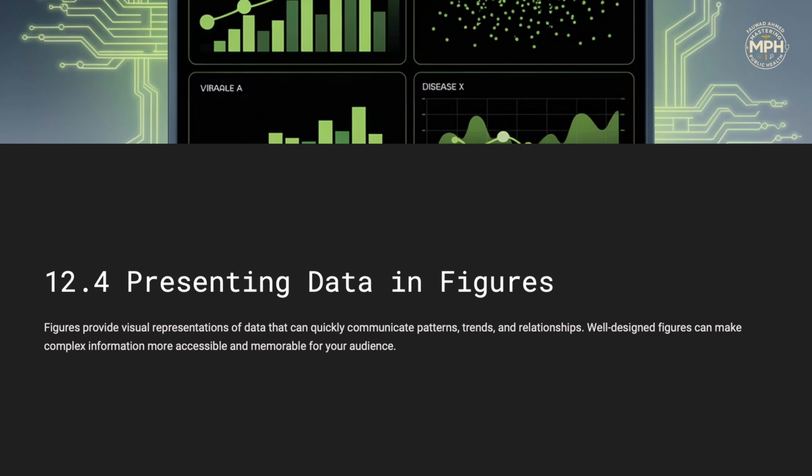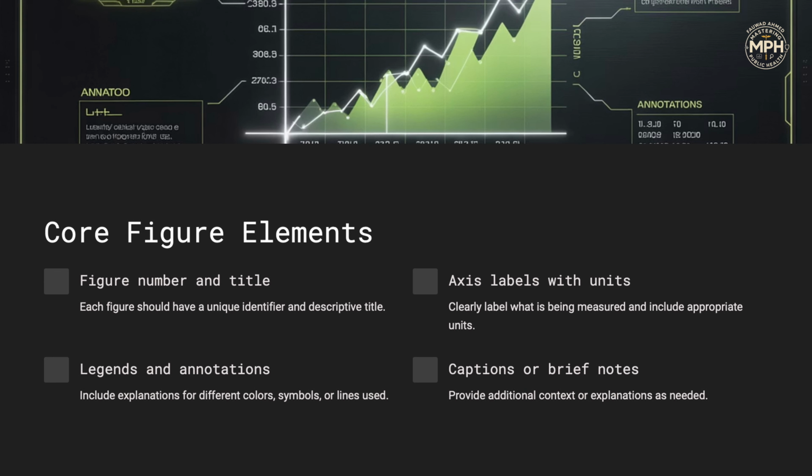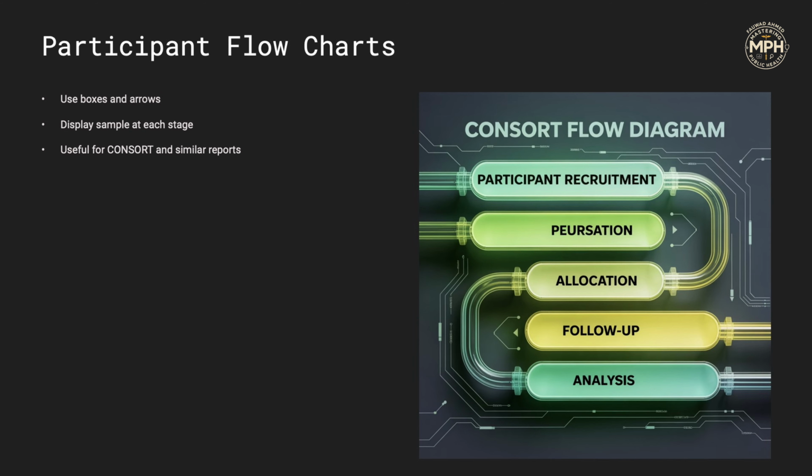Fourth is presenting data in figures. Components of a figure include figure number and title. Label both axes and include units. Use a clear legend. Add captions if needed to clarify the figure. Participant flowcharts, common in clinical trials. Show how participants move through stages: eligibility, enrollment, follow-up, and analysis. Use boxes and arrows to represent flow clearly.